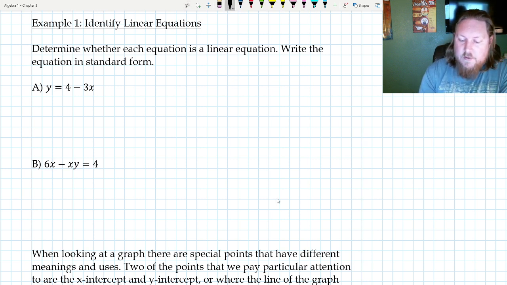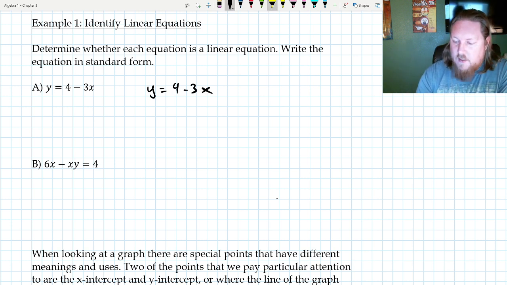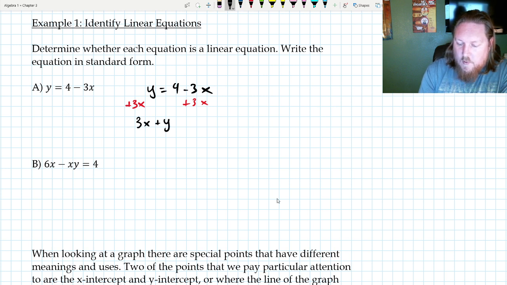Now for this first equation here, y equals 4 minus 3x. For standard form, I like the x's and y's to be on the left-hand side. So I'm going to add that x term to both sides. And because they're not like terms, I can't add them together. I just have 3x plus y equals 4. And if you take a look here, there's no common factor between the coefficients. It's got an x and a y equals a constant. We're good to go. That is standard form. And I would say, yes, this is linear.